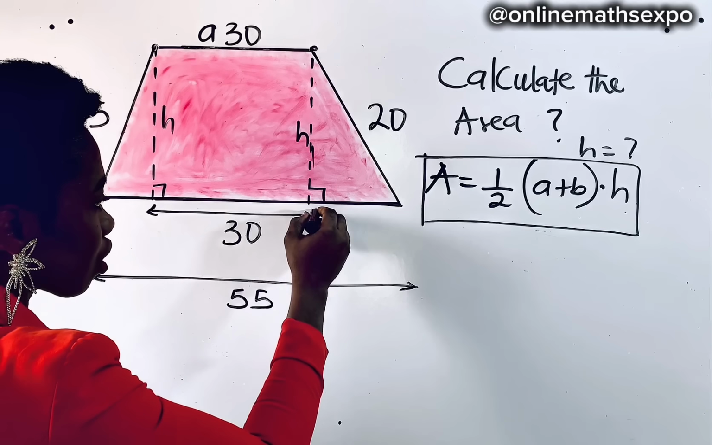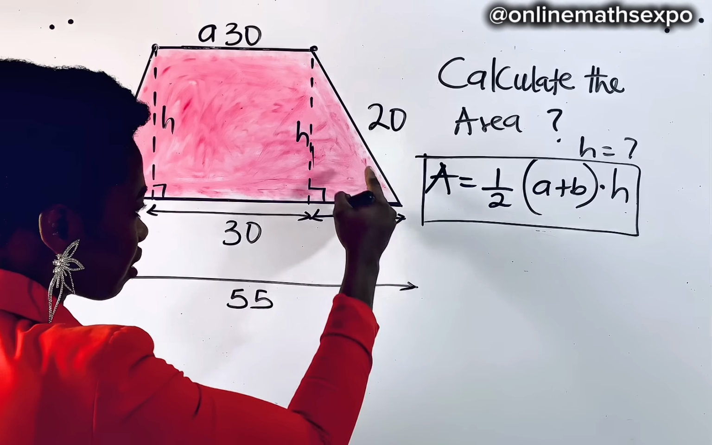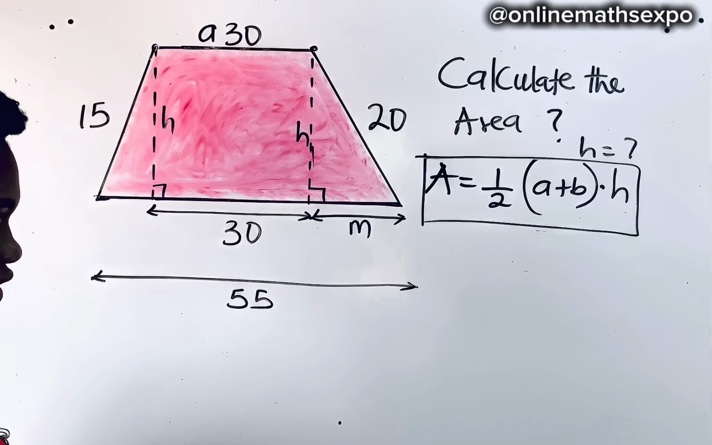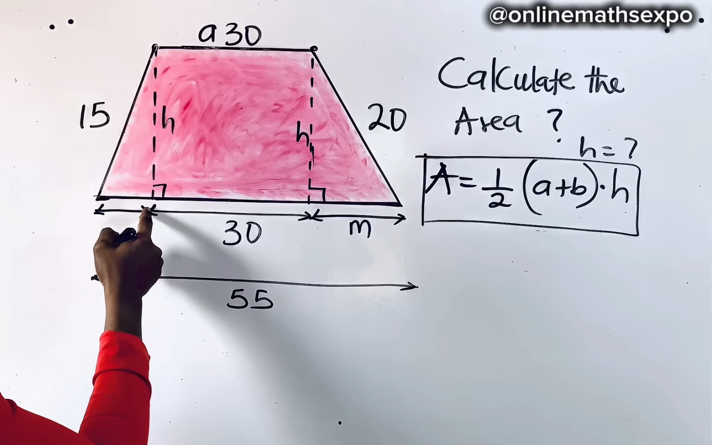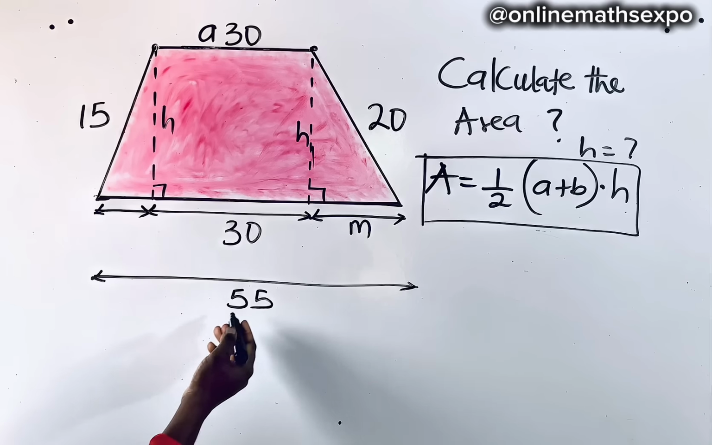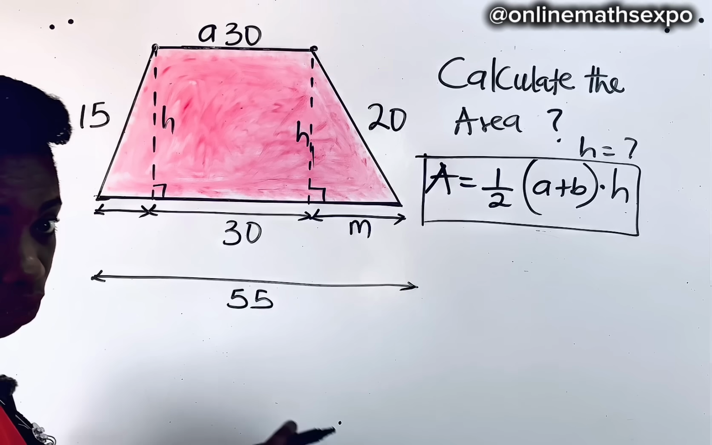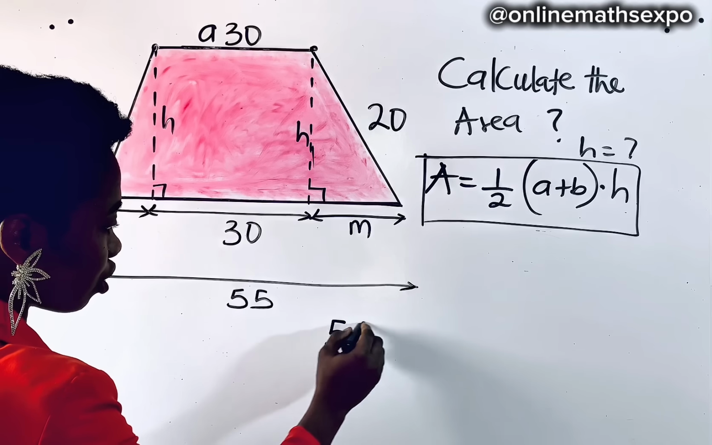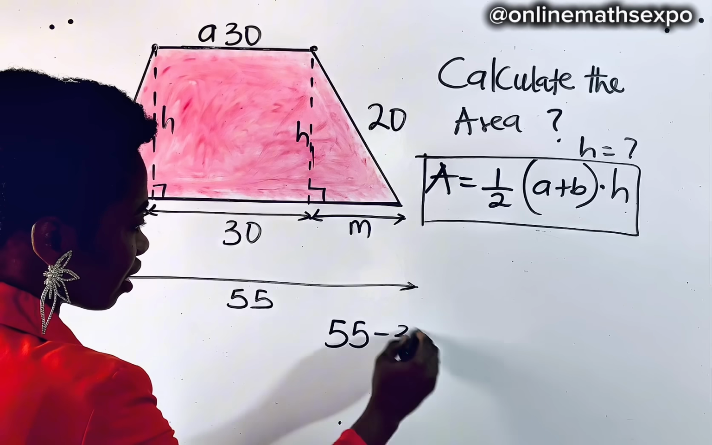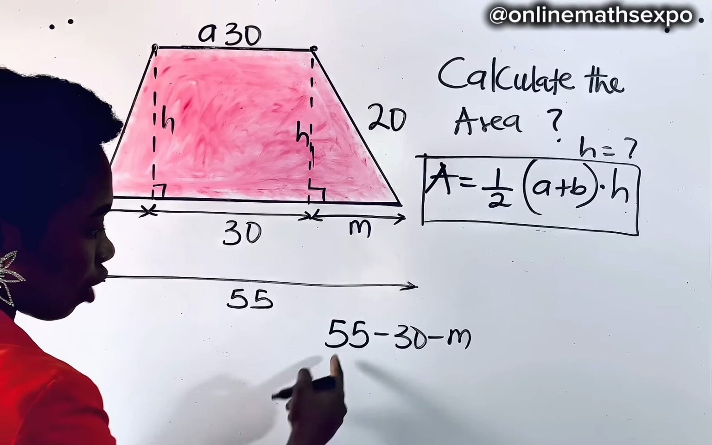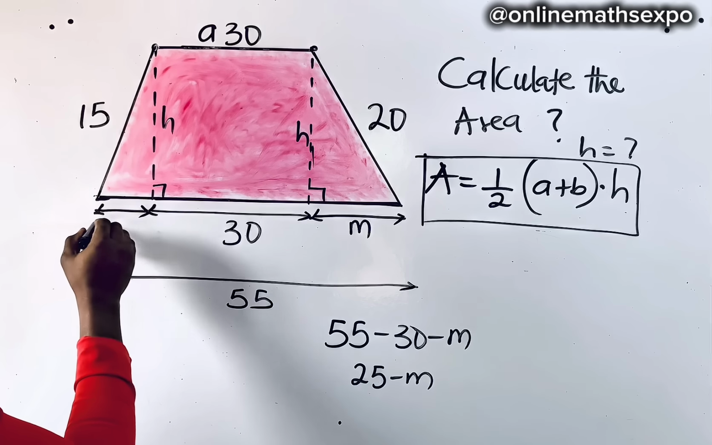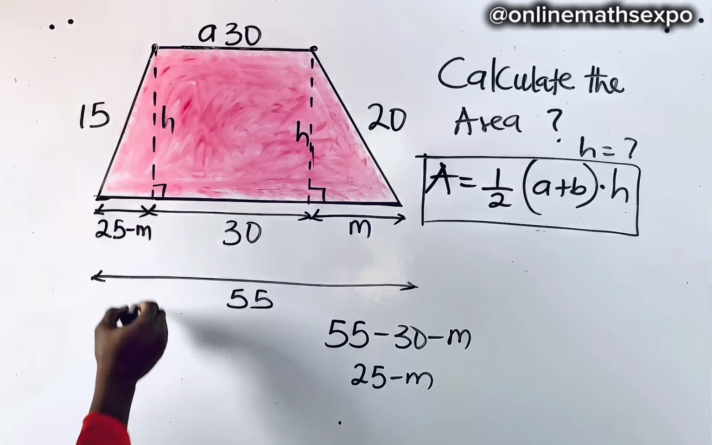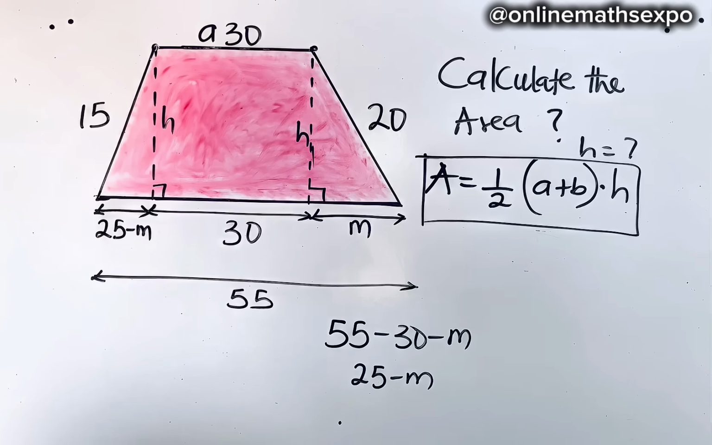In that case, let's call this from here to here, let's say it measures M units. If from here to here measures M, can we get from here to here? Yes, we can also get from here to this end. And how do we do that? Just add these two and subtract it from the total, which is 55. So you can do 55, subtract 30, then subtract M. And when you do this, this gives you 25 minus M. So it means that from here to here gives us 25 minus M. When you add this, it gives you back 55.